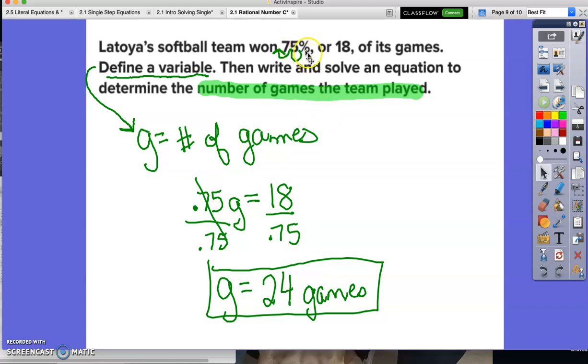And when I have percents, I need to know that percent as a decimal, I need to move my decimal, so it's 0.75. Okay, so looking at that. Your assignment, is that?